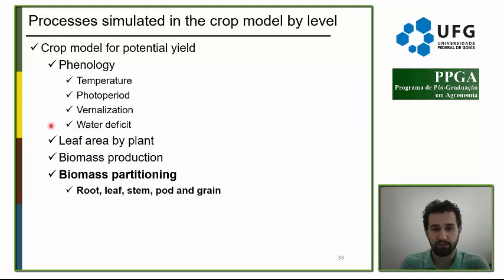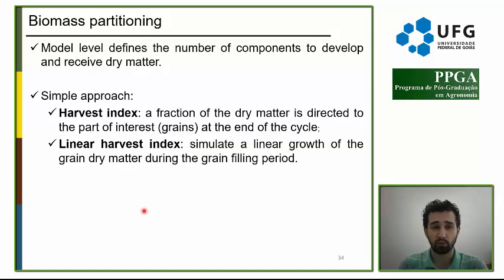And the last topic, after the biomass is produced, is partitioning to the different parts of the crop. Remember that leaf area per plant has one step after finishing the emission of leaves, where the leaf growth will depend on how much biomass is partitioned to leaf. So for this, we can use different levels.